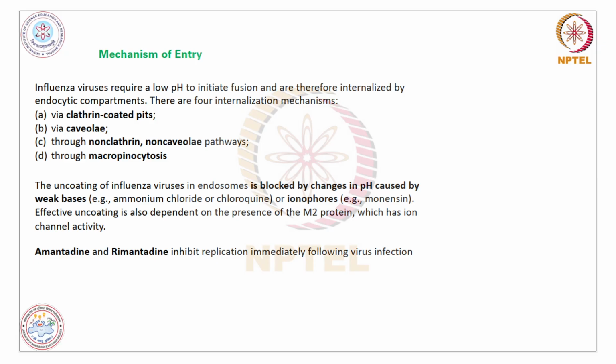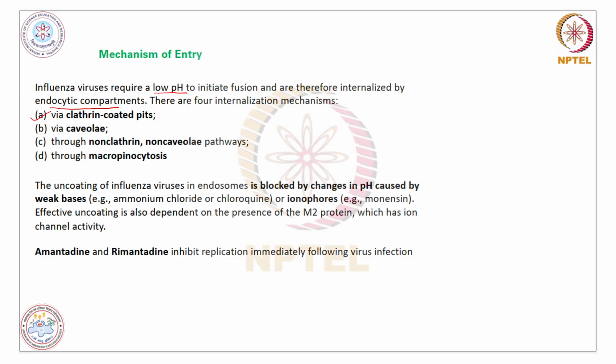After knowing the structure of the virus, next is its mechanism of entry, like how it gets inside the host cell. Influenza virus requires a low pH for initial fusion and is therefore internalized by endocytic compartments. There are four different mechanisms for virus entry. The first one is clathrin coated pits. Clathrin is a protein present on the surface. The cell membrane forms small pits lined with a protein called clathrin, and this clathrin has a role in forming a small pit.